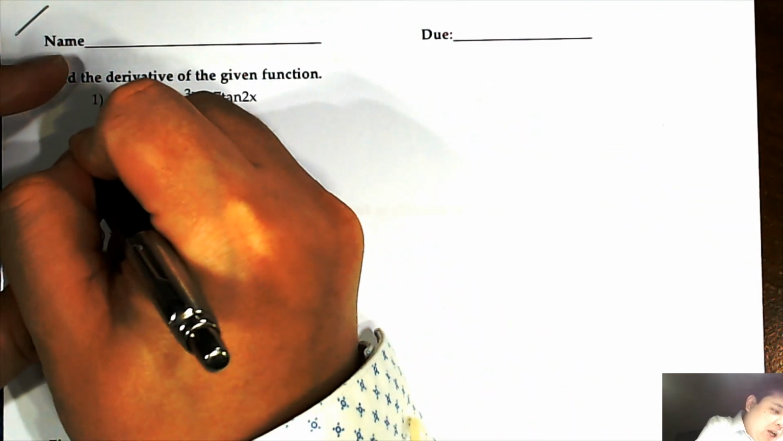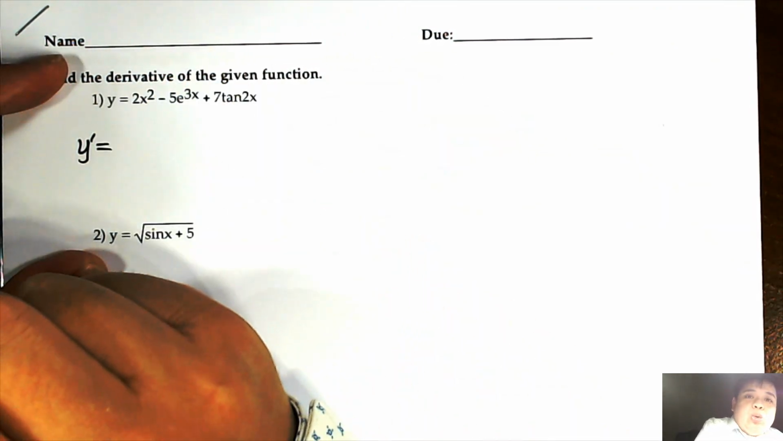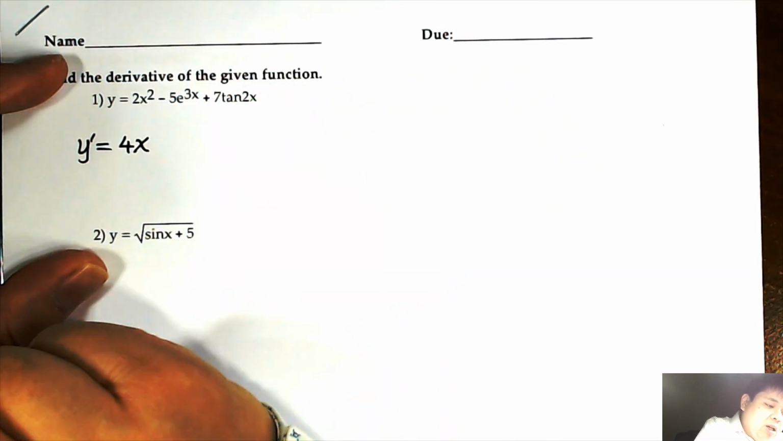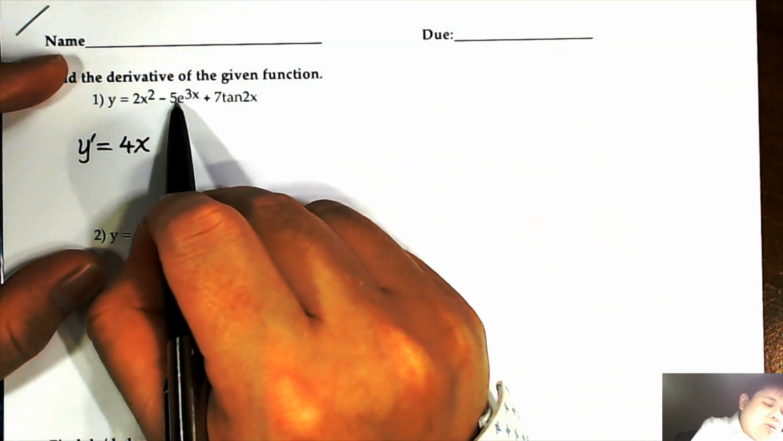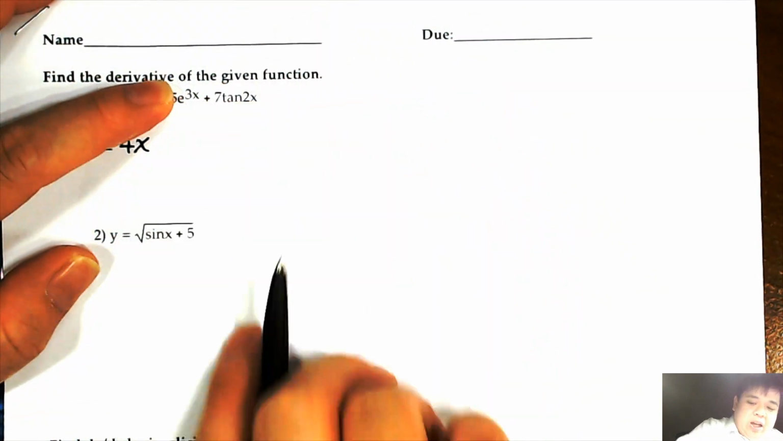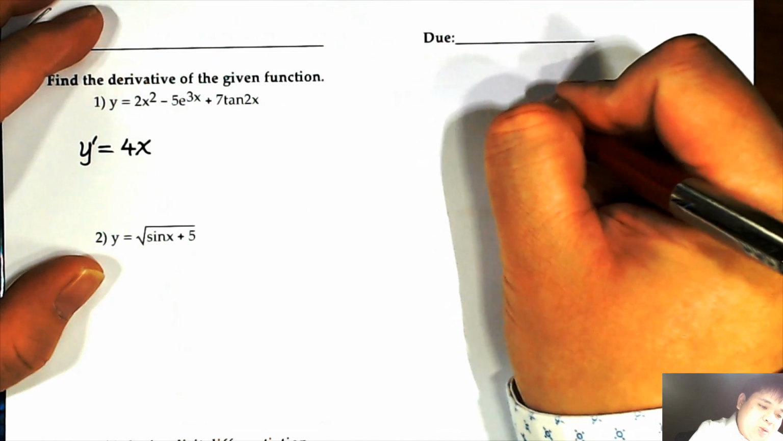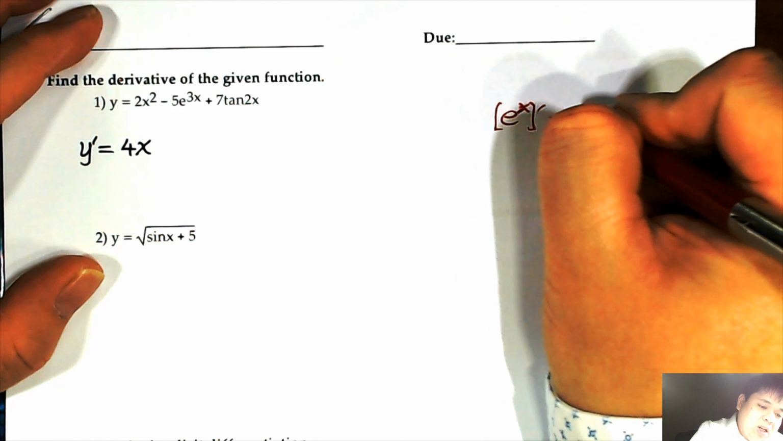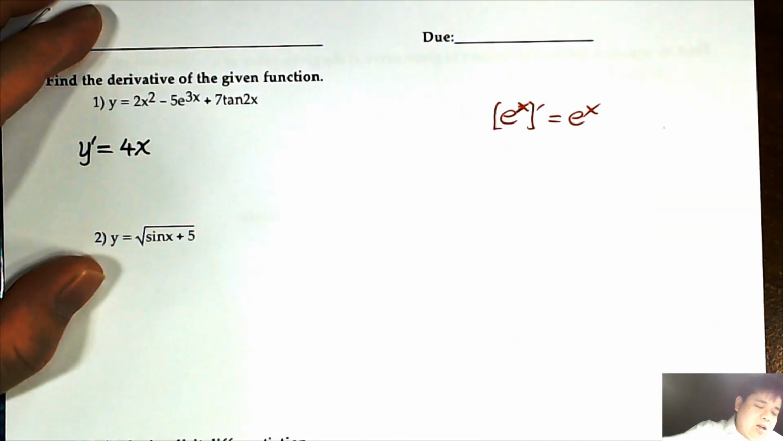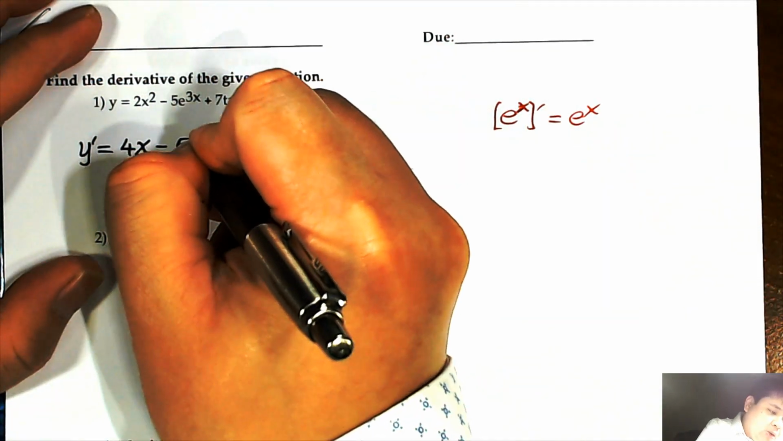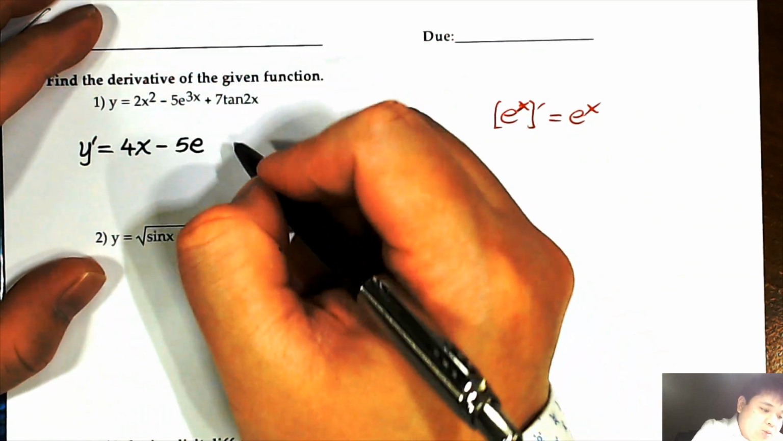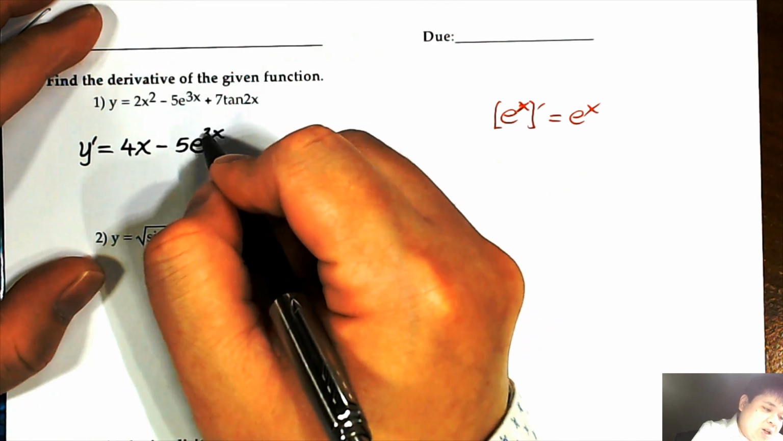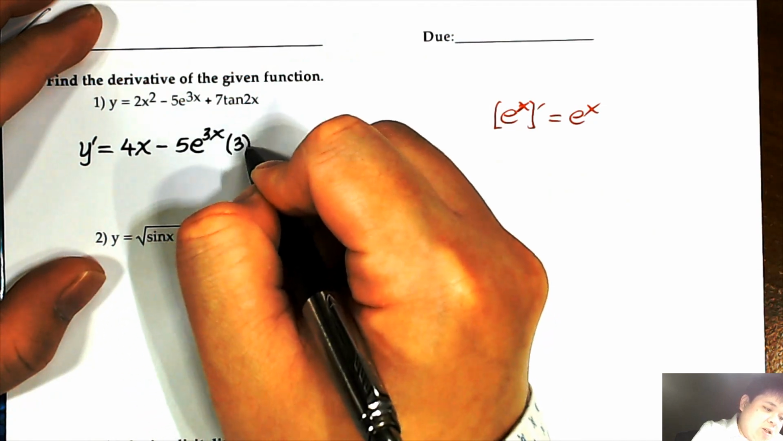Alright, now we take the derivative. The derivative of 2x squared will be just 4x. Negative 5e to the 3x: the derivative of e to the 3x, of just e to the x, would be the same thing. So we'll do 5e to the 3x, it's going to be the same thing, except this time we have to take the derivative of the exponent. Right.